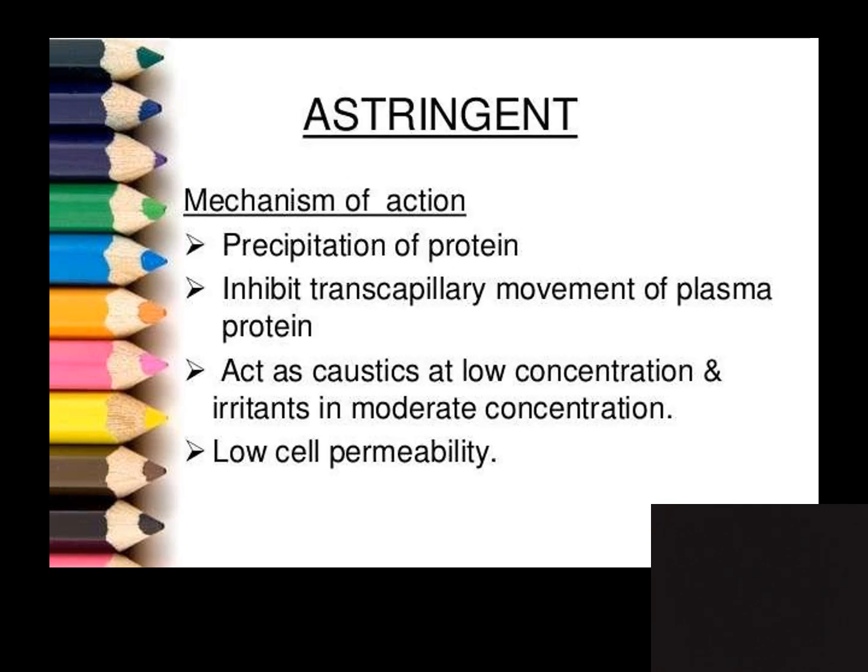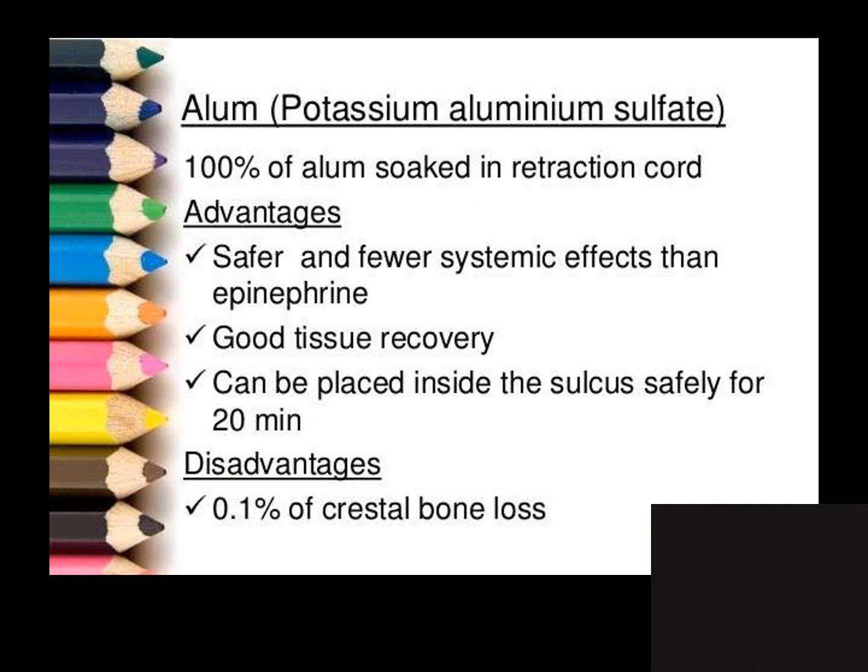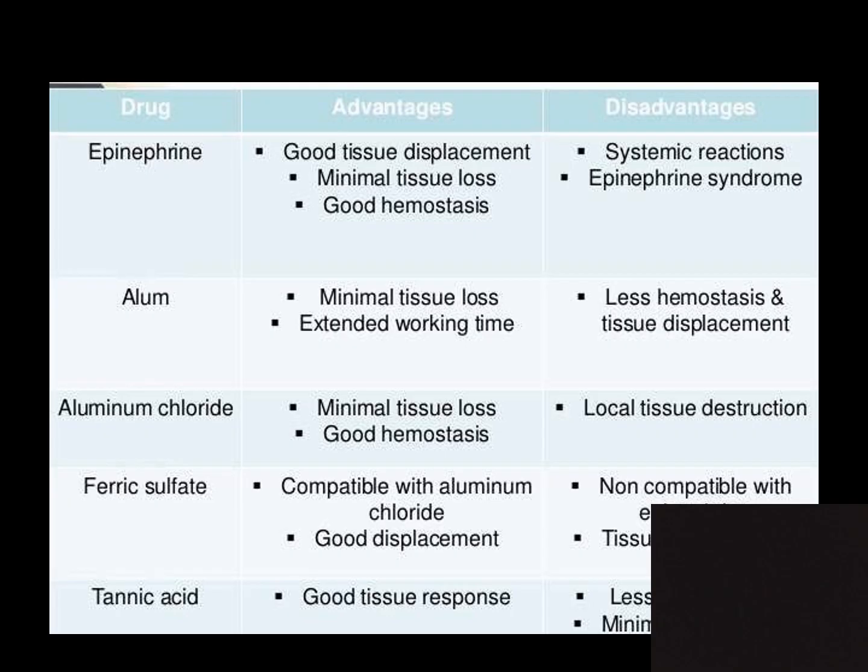acceptable pH. Coming to the astringents, the mechanism of action consists of precipitation of proteins and inhibition of transcapillary movement of plasma protein; they act as caustics at low concentration and irritants at moderate concentration, and are low cell permeability agents. Next is alum, which is potassium aluminum sulfate. It is 100% alum soaked in retraction cords. Advantages are that it is safer with fewer systemic effects than epinephrine, has good tissue recovery, and can be placed inside the sulcus safely for 20 minutes. The disadvantage is that 0.1% crestal bone loss is present with this kind of material.